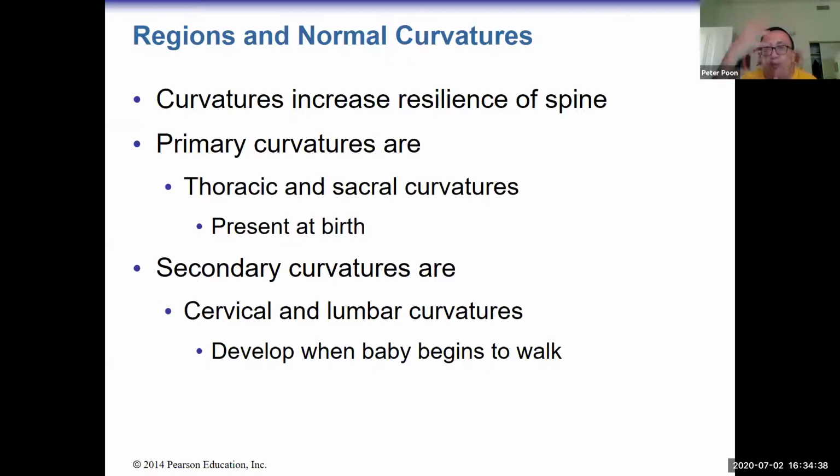That repositions their head to right over their spine, so they actually hold their head up. The lumbar curvature develops at about 12 months of age. This is why babies learn to walk at about 12 months of age.